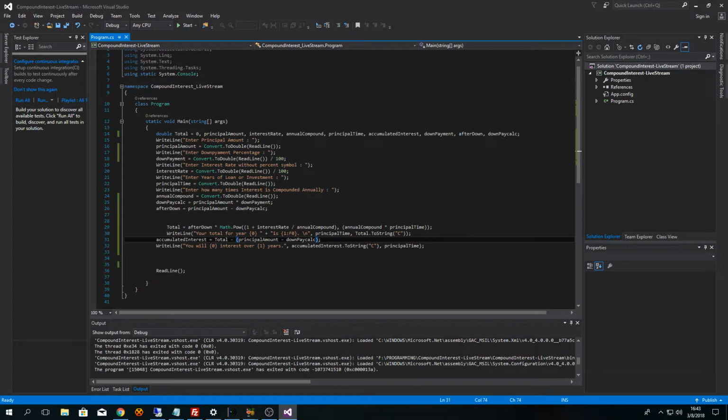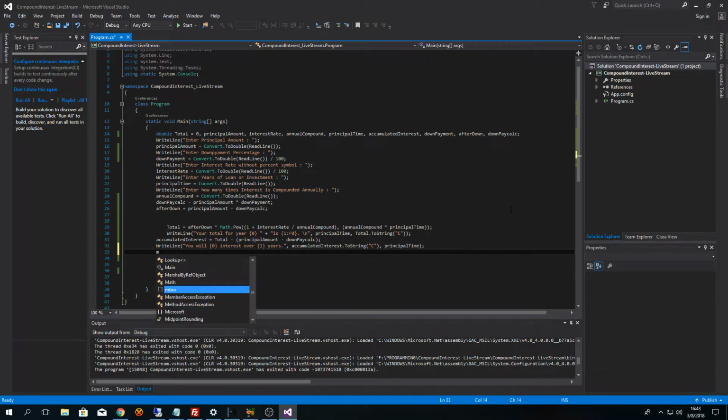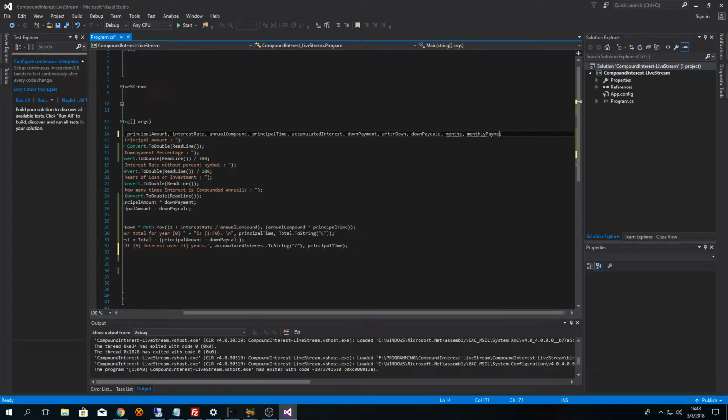So then, how do we calculate how much your monthly payments are going to be? Easy. We take your principal time. Let's go ahead and do monthly payments. We'll go back up here and we'll call another variable. Make another variable called months, and then we'll have to make another variable after that called monthly payments.